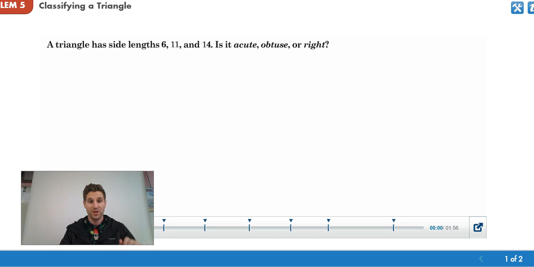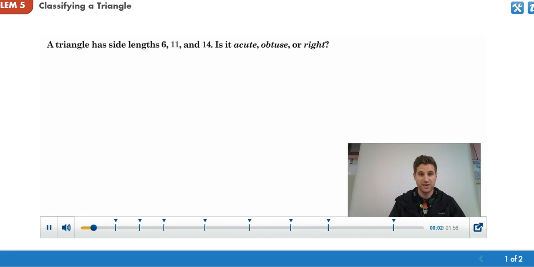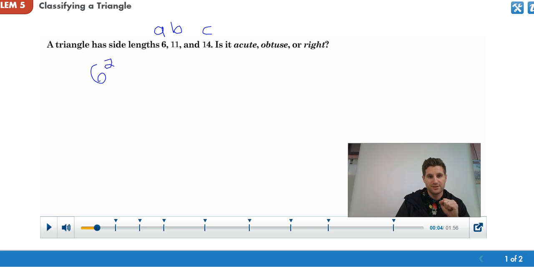Okay, so here we have a triangle with side lengths 6, 11, and 14. We want to figure out, is it acute, obtuse, or a right triangle? So we always want to take the largest one and that is going to be our C, and the other two can just be A and B, doesn't matter. Okay, so let's go ahead and check to see what happens. So 6 squared plus 11 squared, and then we're going to leave this blank. I'm going to put just a box here, 14 squared. Okay, so let's go ahead and see what happens.